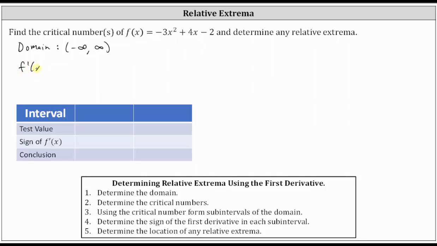f prime of x is equal to negative 6x plus 4. Notice how there are no x values where this linear function is undefined, and therefore we find the critical number or numbers by setting f prime of x equal to 0 and solving. Doing this, we get the equation negative 6x plus 4 equals 0. Solving for x, we subtract 4 on both sides, and then divide both sides by negative 6. Simplifying, we have x equals 2/3. So now we know the function has one critical number, which is x equals 2/3.